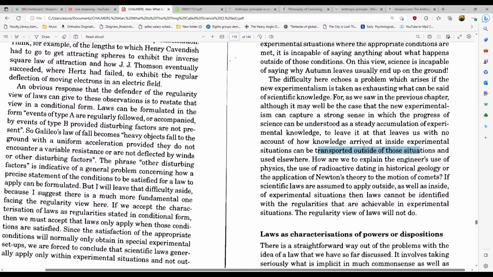How are we to explain the engineer's use of physics, the use of radioactive dating, the application of Newton's theory of motion to comets? Scientific laws are assumed to apply outside as well as inside of the experimental situation, and laws cannot be identified with the regularities. Bam. Refuted. Refuted. Regularity view, the laws are dumb. That view has got to go. You see why? Do you now get it? So, we've got to look elsewhere.